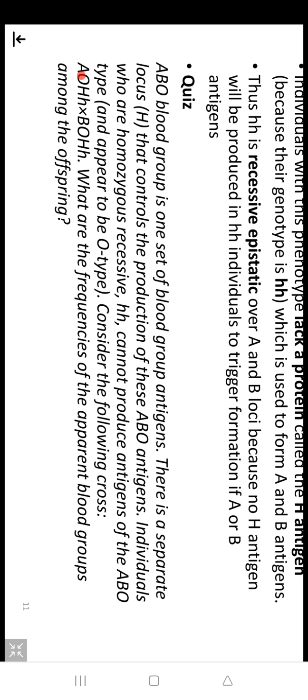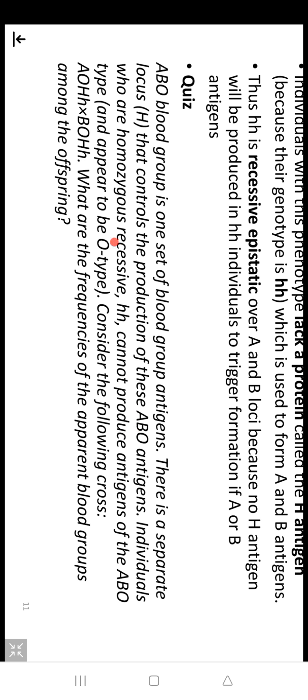So consider the following cross. This is one parent, this is the other parent. What are the frequencies of their parent blood groups among the offspring? This one is very simple, because we've been told ABO is okay. There is a separate locus that controls the production of ABO. In other words, there is another locus which is epistatic over the ABO locus.